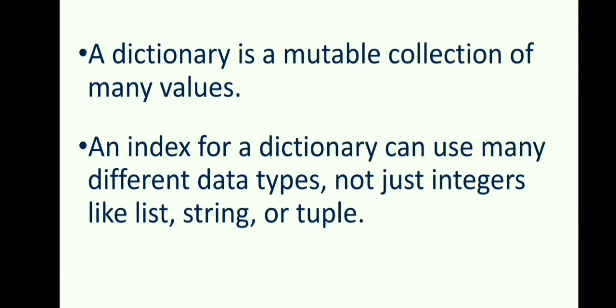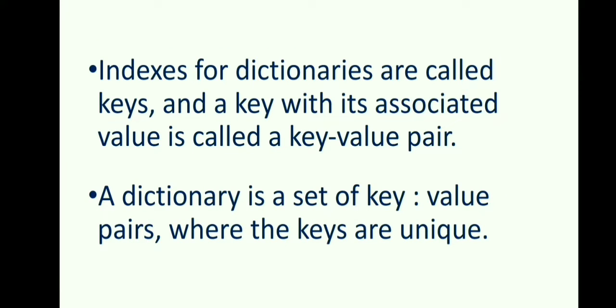What is a dictionary? A dictionary is a mutable collection of many values. An index for a dictionary can use many different data types, not just integers like list, string, or tuples. Indexes for dictionaries are called keys, and a key with its associated value is called a key value pair. A dictionary is a set of key value pairs where the keys are unique.